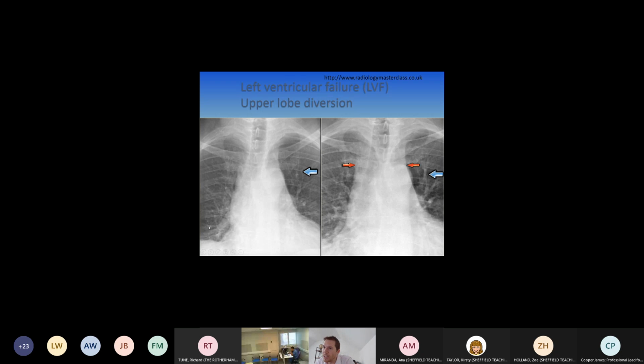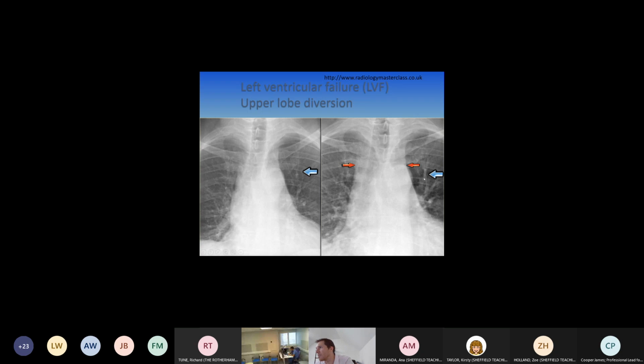We already said that the lower lobe vessels are thicker in diameter than the upper lobe vessels. This left-hand image is a normal chest X-ray. This right-hand image is a patient with heart failure. It's actually the same patient, before the patient went into heart failure. So we've got nice thin upper lobe vessels.